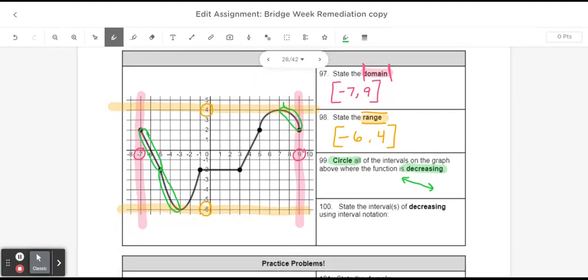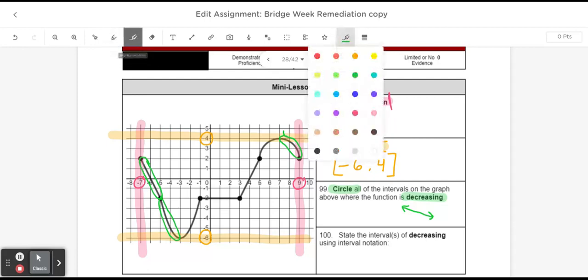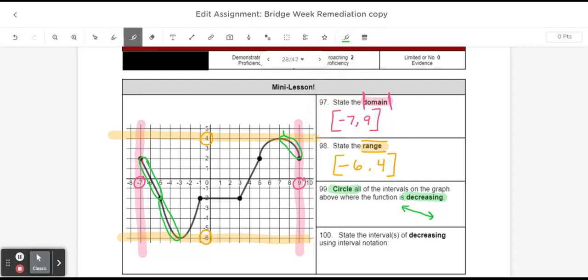The last problem here says state the intervals where the function is decreasing. Now, intervals means tell me the sections of the graph by naming the values where it's decreasing.